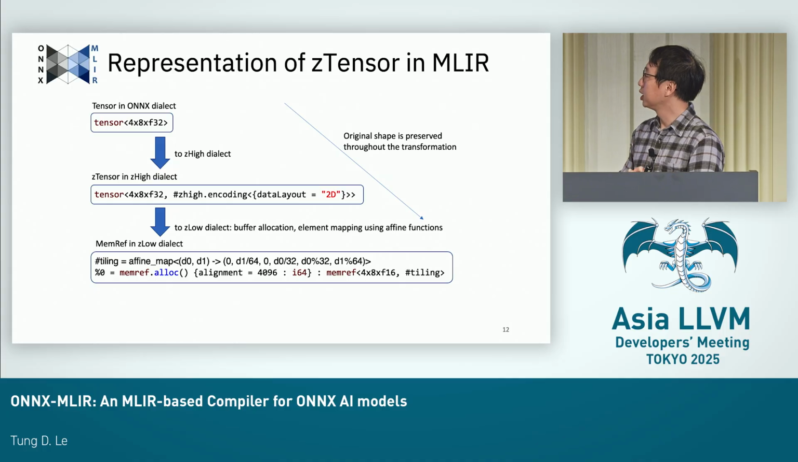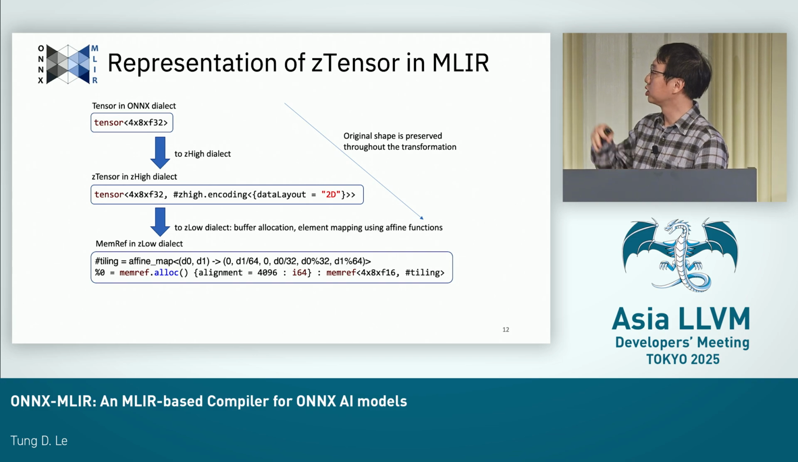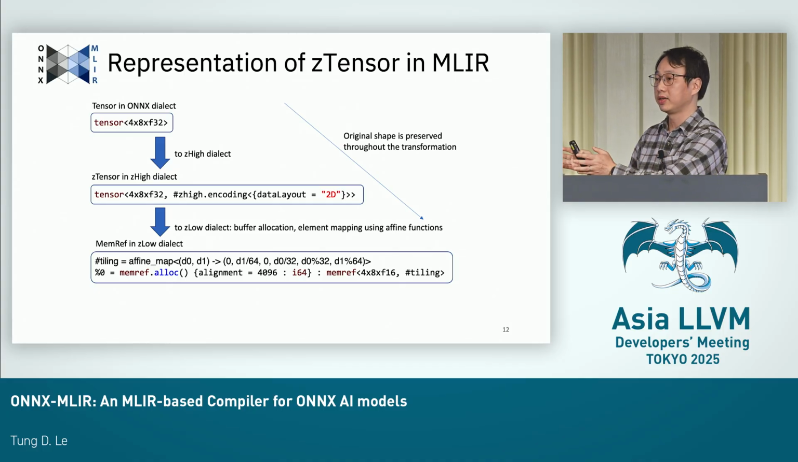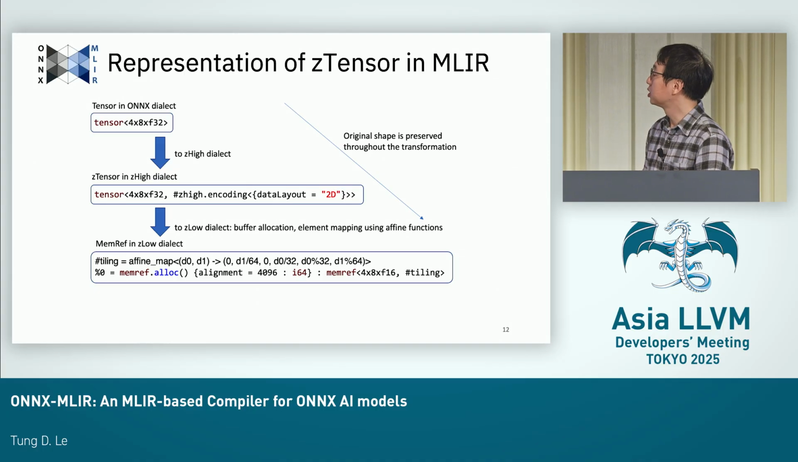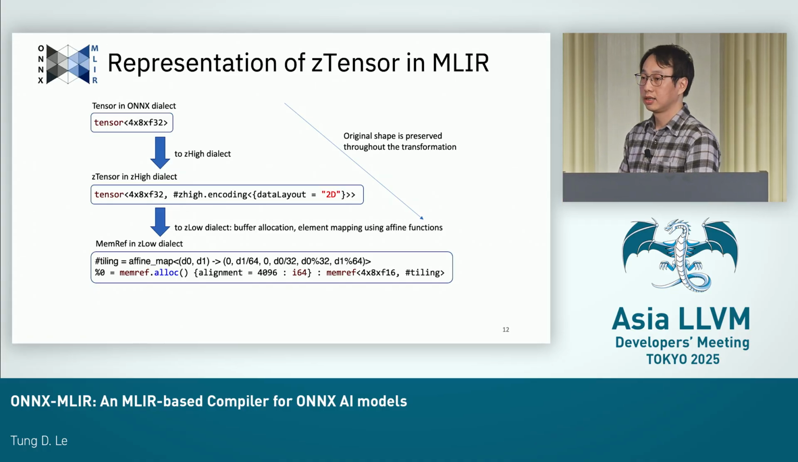Yeah, as I said, one important point to support the accelerator is how to prepare the Z tensor. One requirement of the Z tensor is we need to keep the original shape of the tensor so that we can switch back and forth between the CPU tensor and accelerator tensor. So to do so, at the Z high level, we use the built-in tensor in MLIR, but we add the layout information. So in this case, it's 2D.